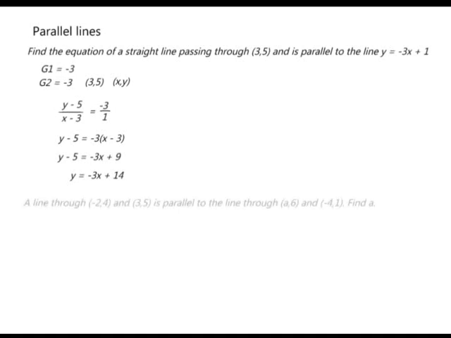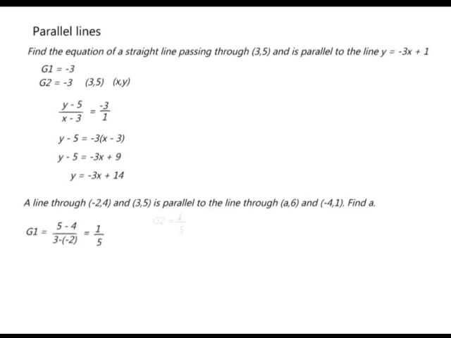Another example. A line through the points (minus 2, 4) and (3, 5) is parallel to the line passing through the points (A, 6) and (minus 4, 1). Find A. The gradient of line 1 with the points (minus 2, 4) and (3, 5) is 5 minus 4 over 3 minus minus 2, and that gives us 1 over 5. That's gradient 1.